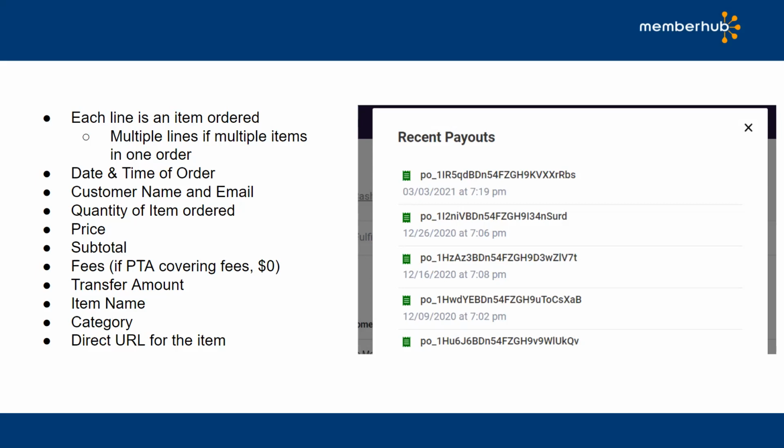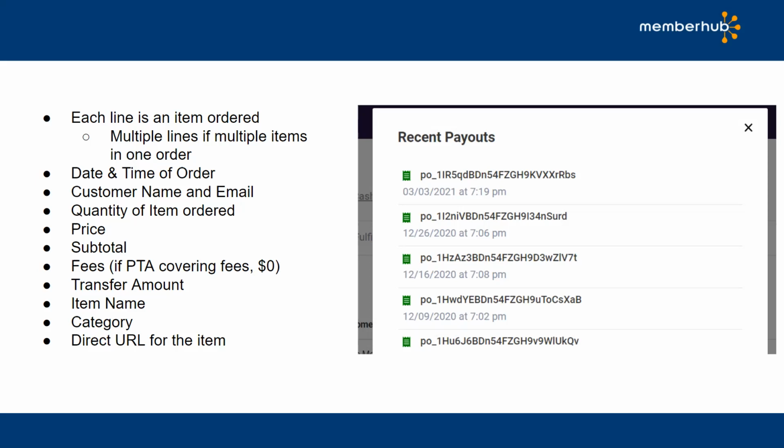If you are needing to know how much you ended up having to pay for fees, you can take the total of the subtotal column and the total of the transfer amount column and subtract those numbers, and that will tell you how much you paid in fees, because the subtotal is how much you would have gotten if the customer was paying the fees, but because you paid the fees, your transfer amount is lower than the subtotal.